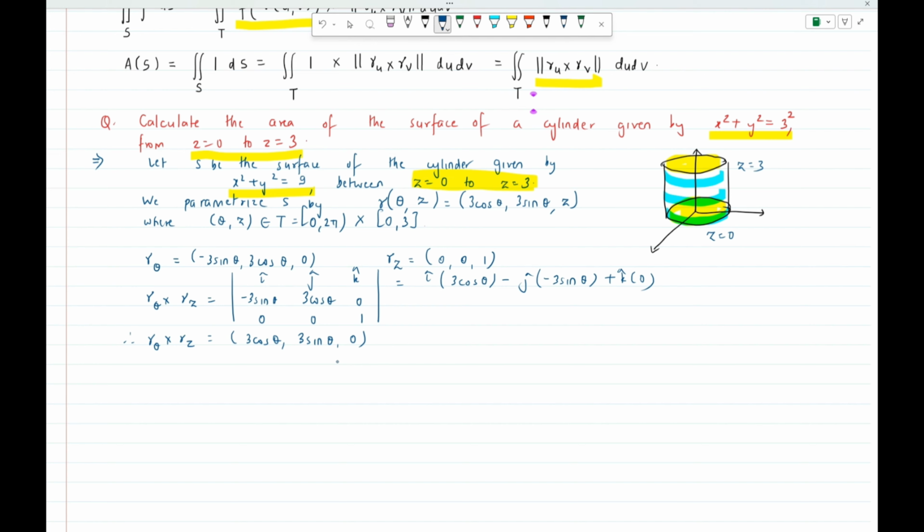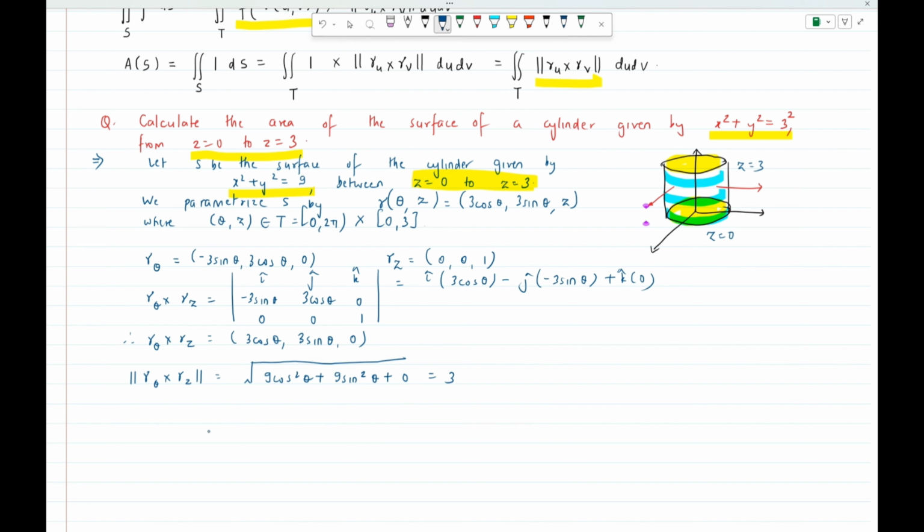Now I want you to make a note over here that since the surface is perpendicular to the xy plane, if you happen to draw any normal, the normal will be lying parallel to the xy plane. So anything in the xy plane will have the z component 0, and that is exactly what we are getting over here. Moving on further, we need the norm of this. So the norm is going to be the square root of 9 cos square theta plus 9 sin square theta plus 0 square, and that's going to return us the value 3.